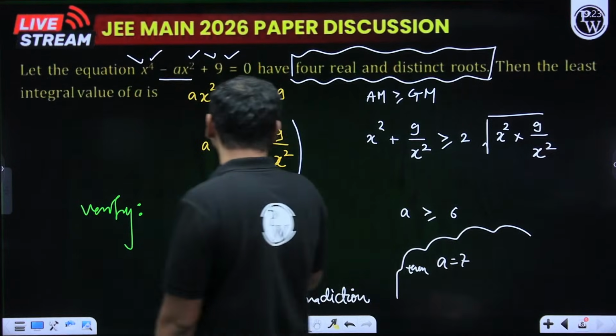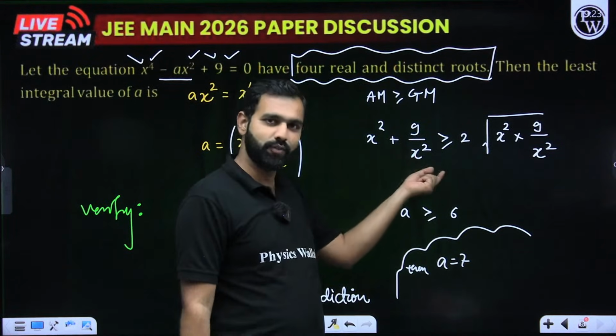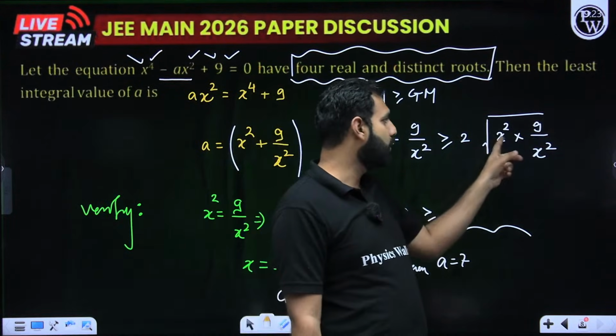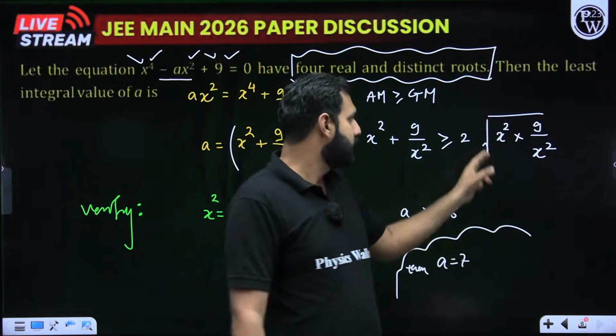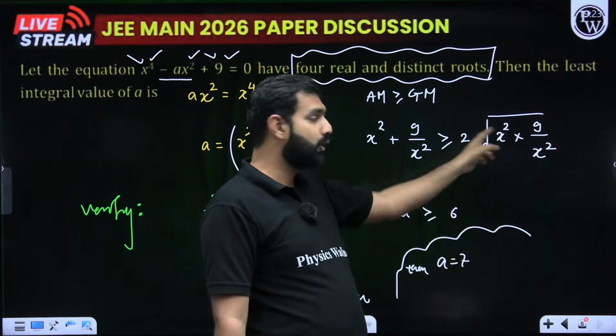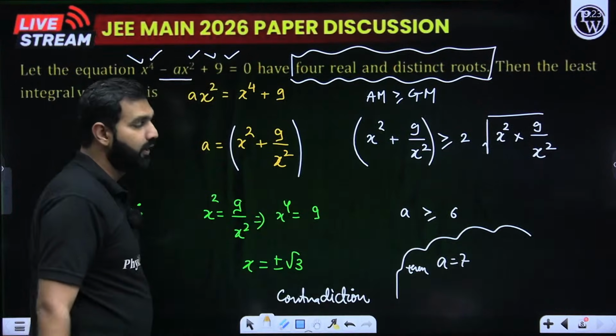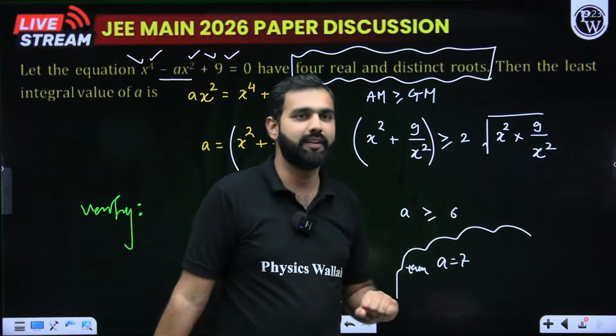So for x square plus 9 by x square, its AM is x square plus 9 by x square divided by 2. Its GM will be the square root of x square into 9 by x square. This x square gets cancelled, you're left with root 9, which is 3. So this 2 into 3 will be 6. So this basically was what we cracked. This was A. As per that logic, A should be greater than or equal to 6.